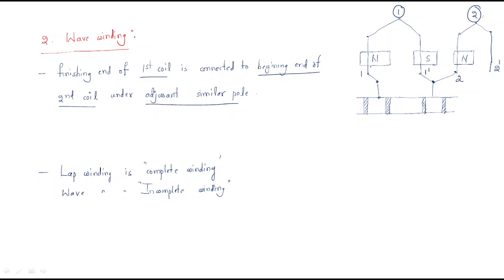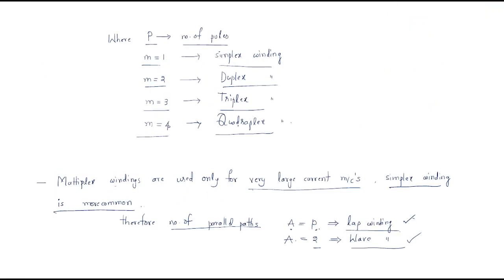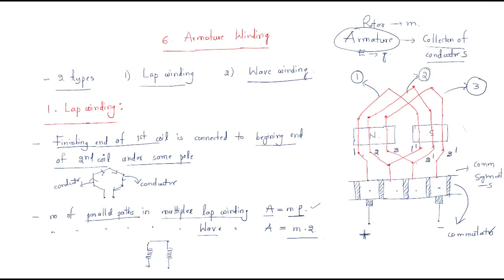The first coil, first side, beginning end and first coil ending end will be in another pole. This is one pole and this is one pole, and the second coil is in another pole, the same as the third coil, which is also in another pole. But if you observe the lap winding, the first coil will be in the first pole, and the second coil will be in the second pole, and the next, and like that it follows if it has two poles.